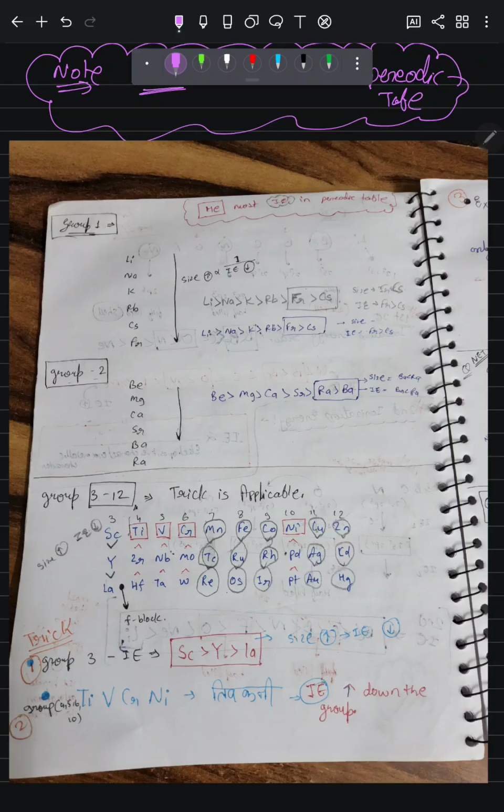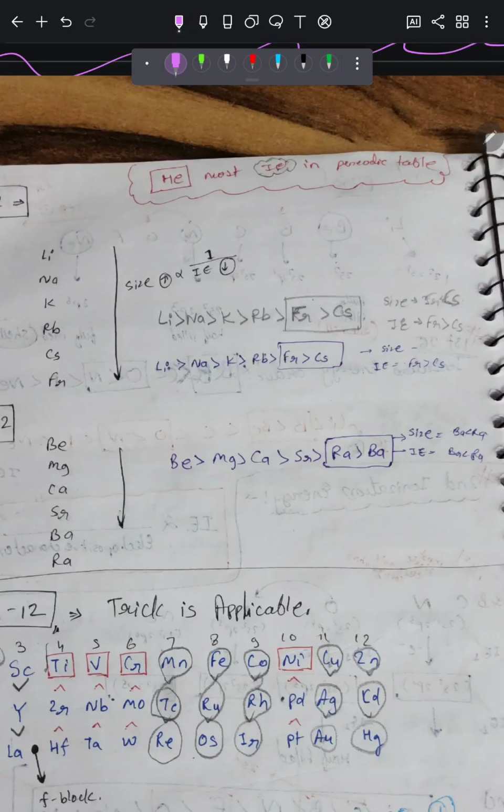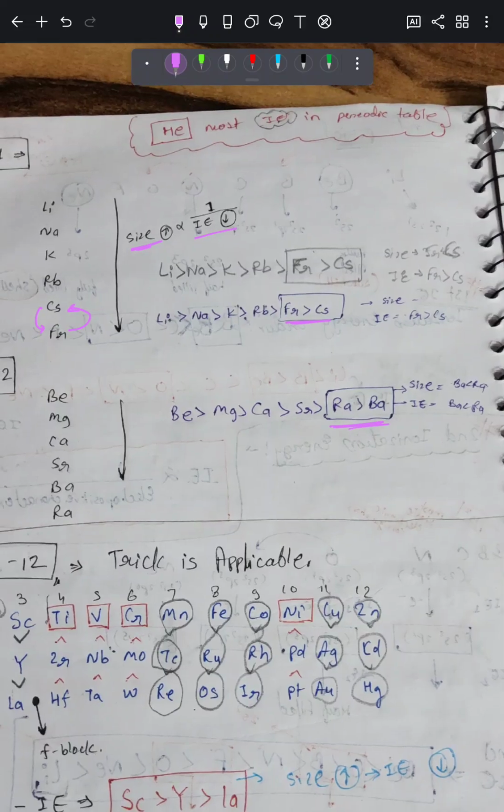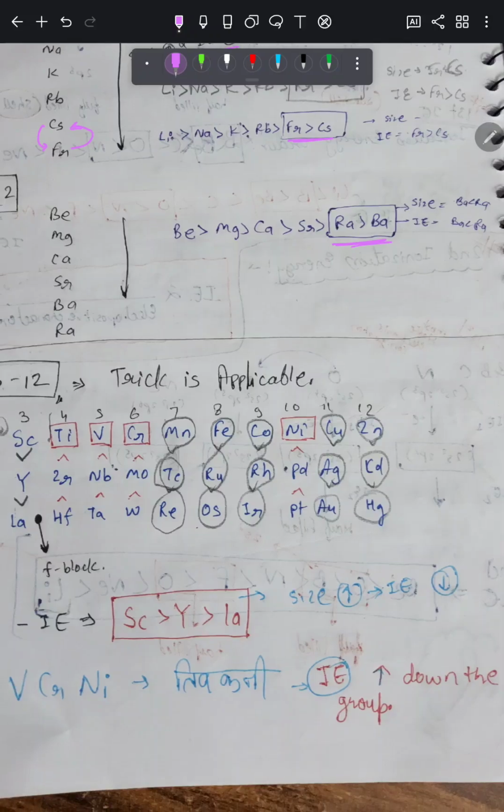Just like in group 1 of the periodic table, as you can see, the expected order is, if we go down the group, the size will be increasing, and ionization should be inversely proportional to size, so it will be decreasing. But what happened here is this francium and cesium will interchange due to the presence of the size factor. The same can be applied for this size, due to the presence of a block, it will increase.